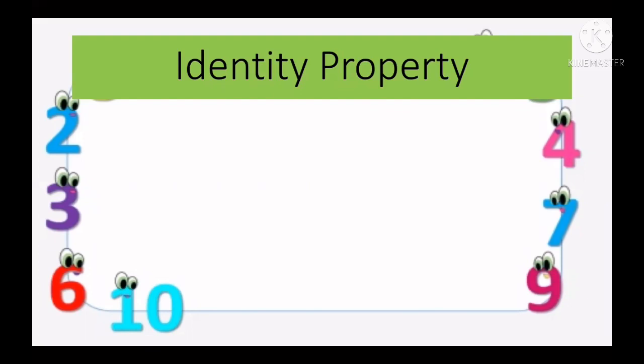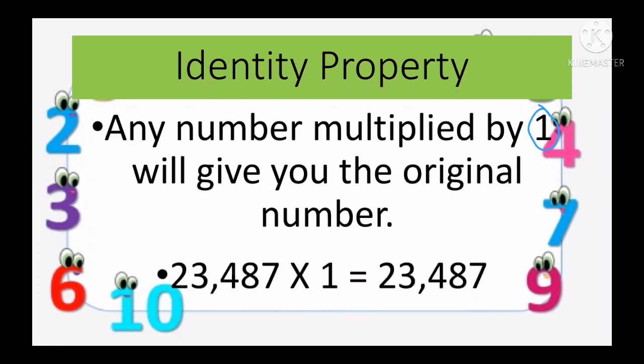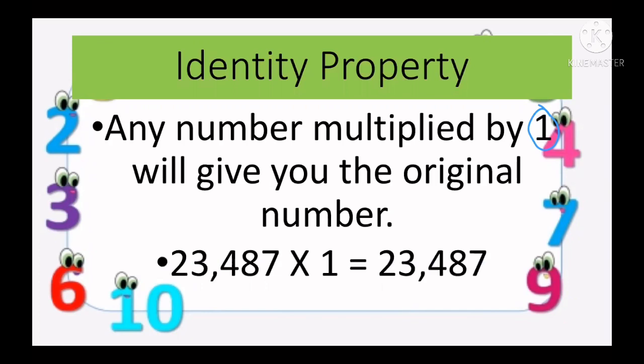Identity property. Okay? From the word itself, identity, any number multiplied by 1 will give you the original number. So that is identity property. For example, 23,487 times 1 is still the original number. All right? I will show you more examples.